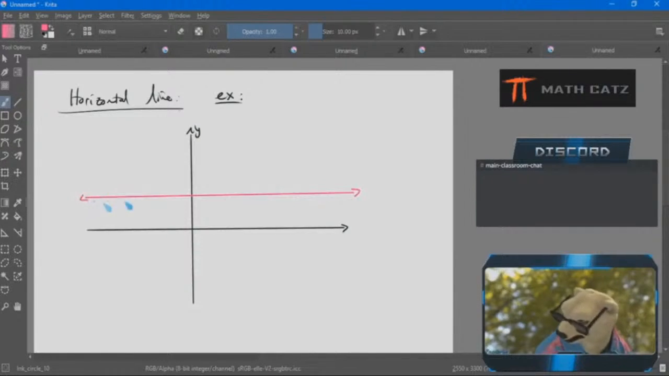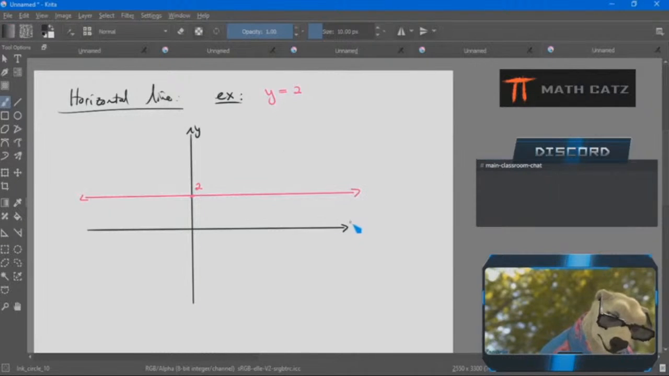Horizontal line goes on forever, let's suppose at 2. What is the equation? The equation is, well, regardless of the x value, y is always equal to 2. You can plug in any x value into this equation. The y value is always 2.